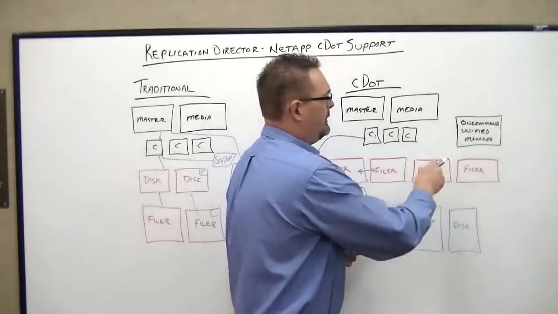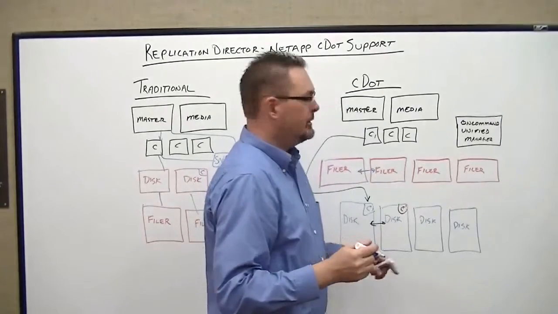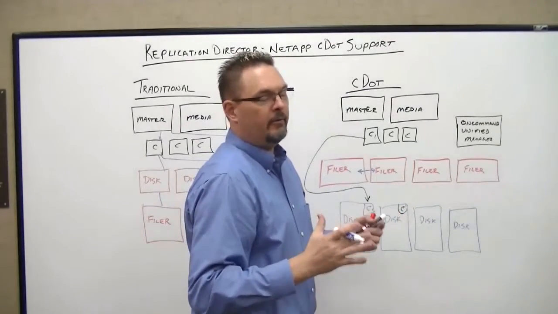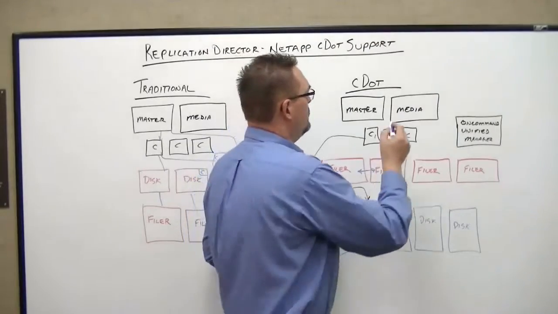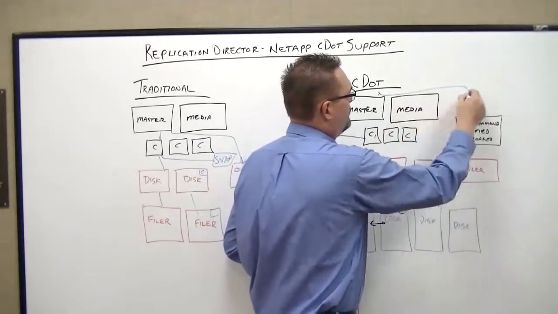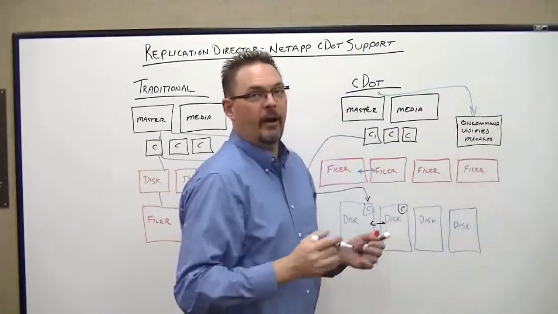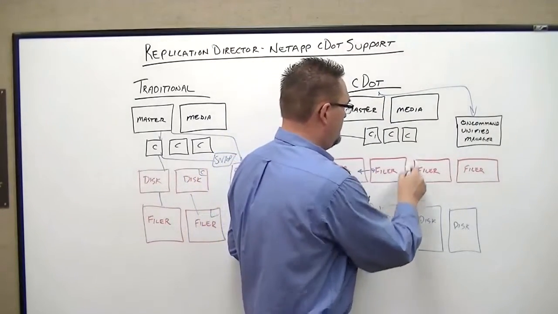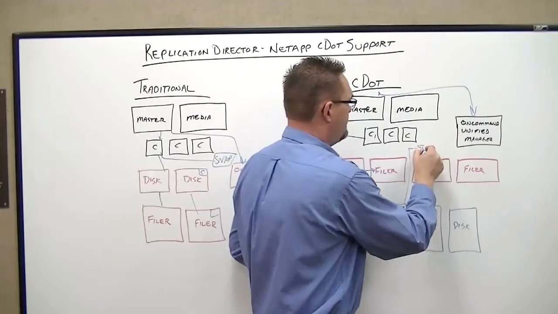We are going to let the on-command unified manager figure out where this data is. From a NetBackup perspective, we don't care where it is. We are going to simply have the master server talk to on-command and say, hey, go do a snapshot. If the data is here, it doesn't matter, we'll go ahead and do the snap.